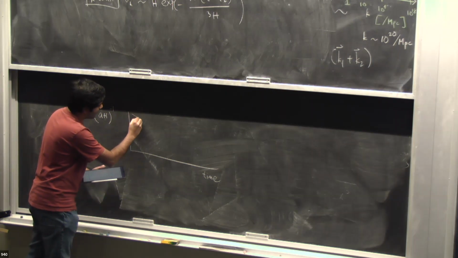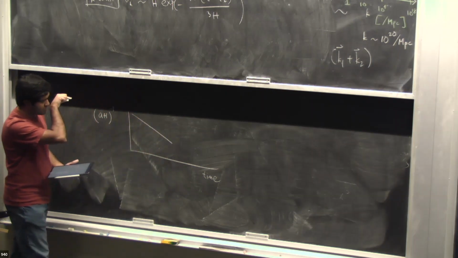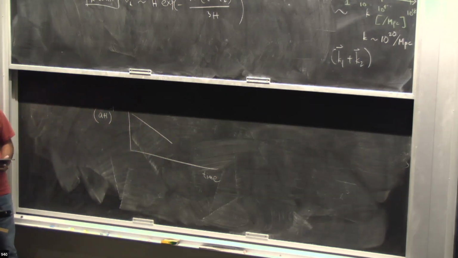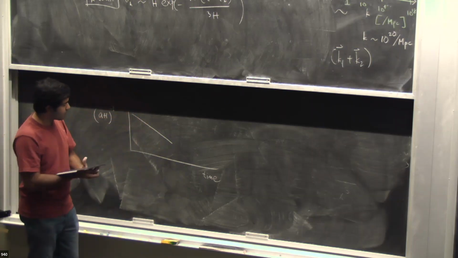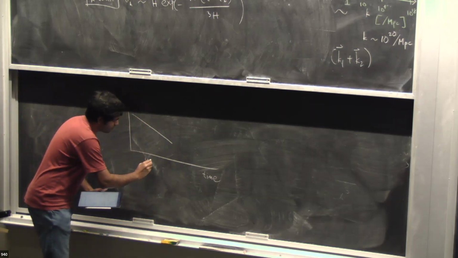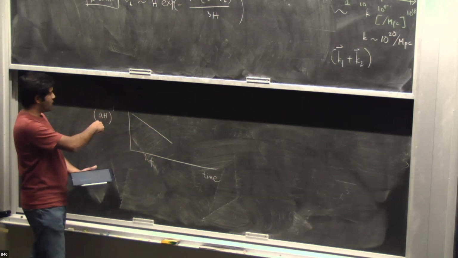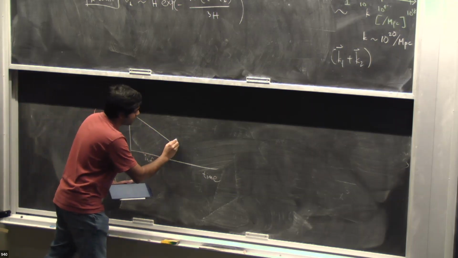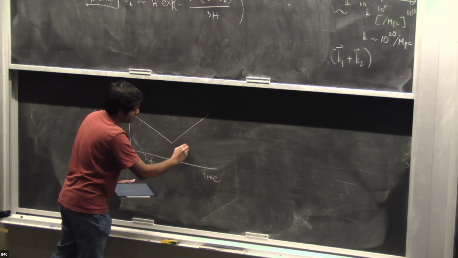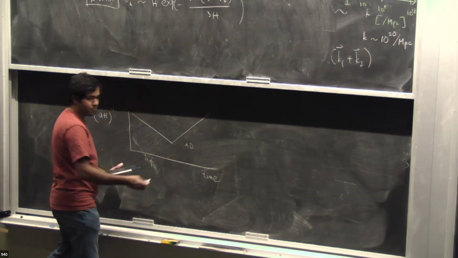So on a log plot, you have the horizon size decreasing with time. This is during inflation. And then once inflation gets over, this quantity increases as a function of time. This is, for example, what you would have during radiation evolution.